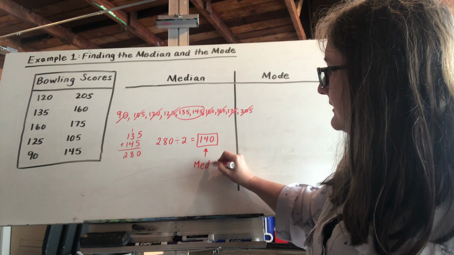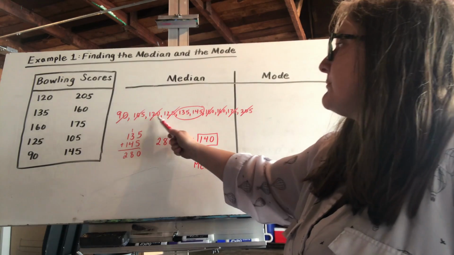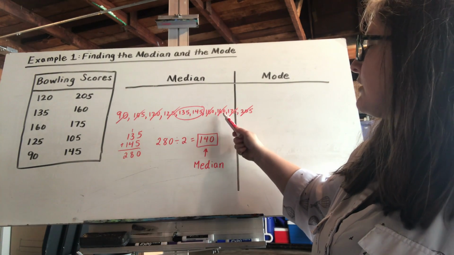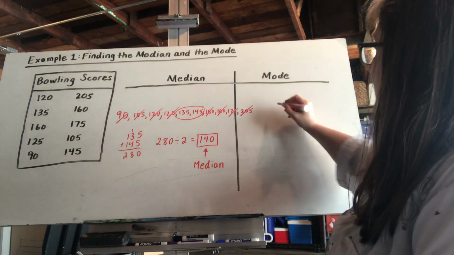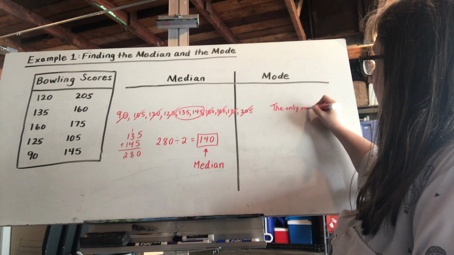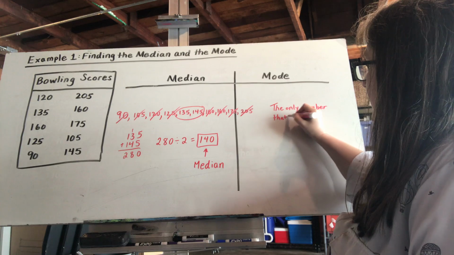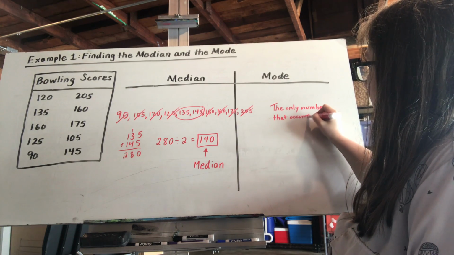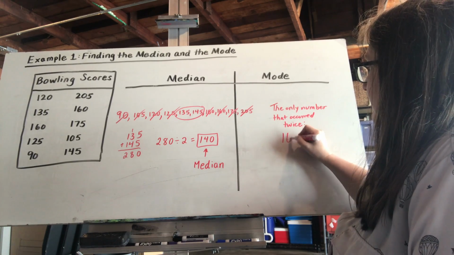Now, as I was writing these out, I noticed that none of these numbers were reoccurring except for 160. There were 2 160s. So the only number that occurred twice was 160. So 160 is the mode.